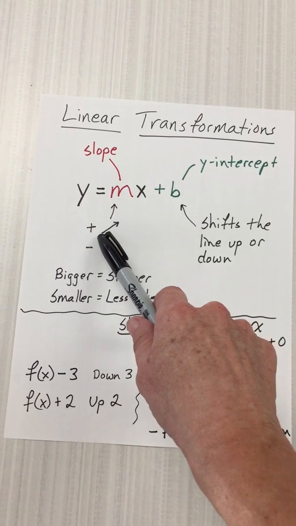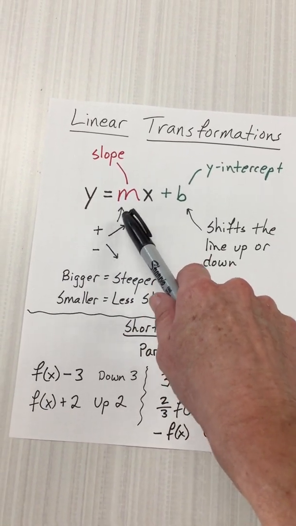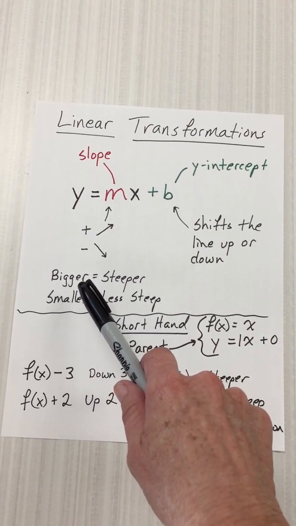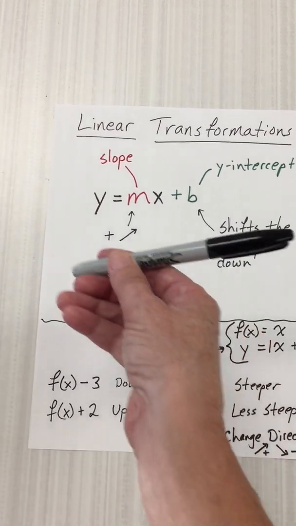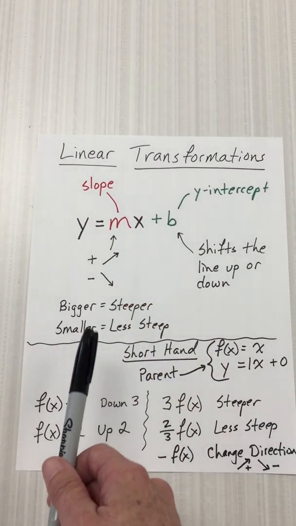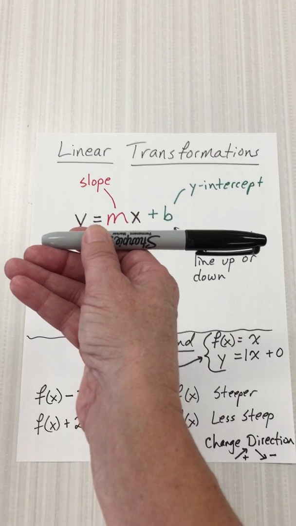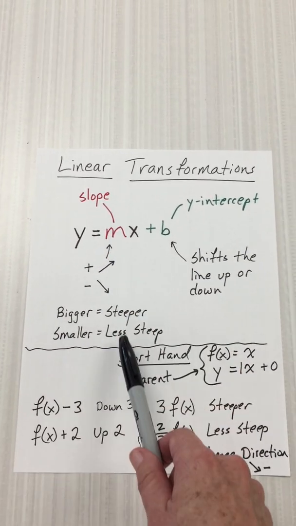So if this is a positive number in front of the x, it goes up from left to right. If it's a negative number, it goes down from left to right. The bigger the number is, 3, 5, 10, 20, the steeper it gets. The smaller the number is, the flatter it gets, all the way down to 0, in which case it's perfectly flat. So bigger number, steeper, smaller number, less steep.